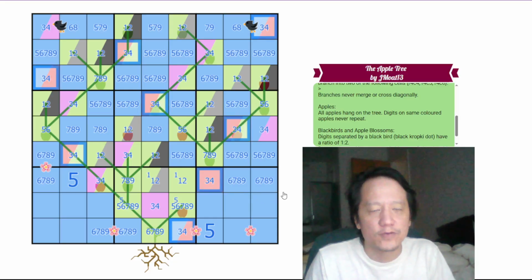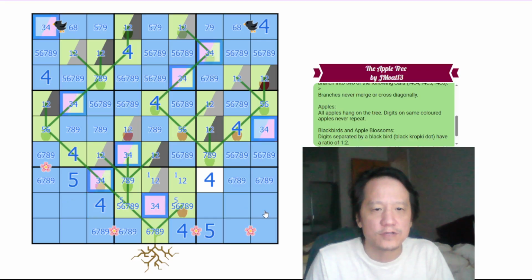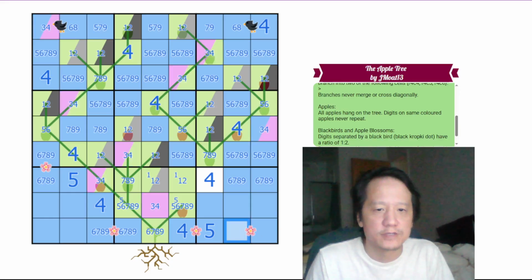So we should have the red 3, 4 in multiple areas. It has to be 4. That gives us 8 4s. So we know where the last 4 has to be. It has to be here. So it's 4. That gives us all the pink 3, 4s. And this must be the last pink 3, 4, because we have 8 of them.